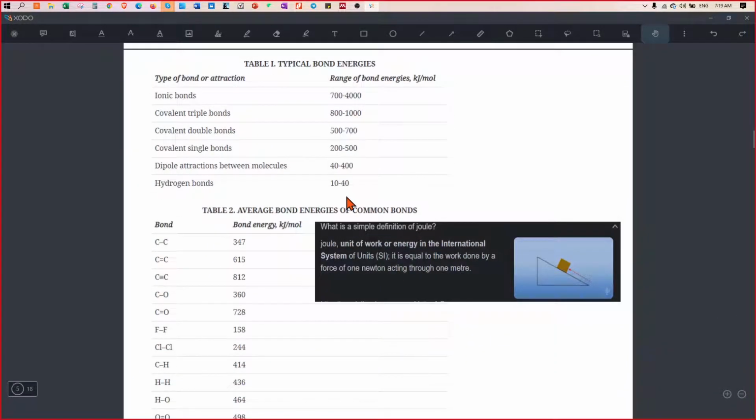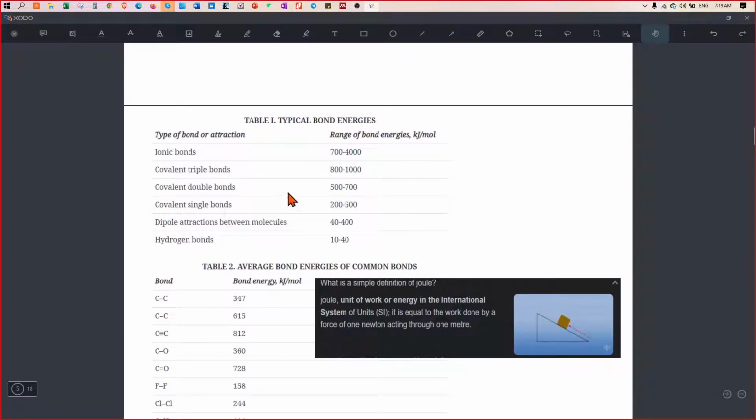All right. Okay. Yeah. So it has been highlighted here. There are many kinds of bonds present in chemistry. So you have got your ionic bonds. The range of bond energy, it's basically the amount of energy you need to break the bonds. Okay, if it's covalent triple bonds, you need about 800 kilojoules per mole of the molecules to break it. And then you have the covalent double bond. Okay, which needs slightly lower. Covalent single bond, that is even lower.